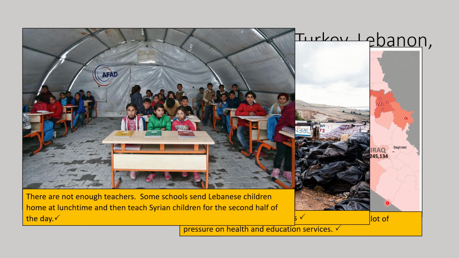Now, you can see here that in Lebanon, for example, they've had to send Lebanese children home at lunchtime and teach the Syrian children for the second half of the day. They've found ways to adapt. But clearly there's too much strain placed upon the local education system. That's the main point you want to make.